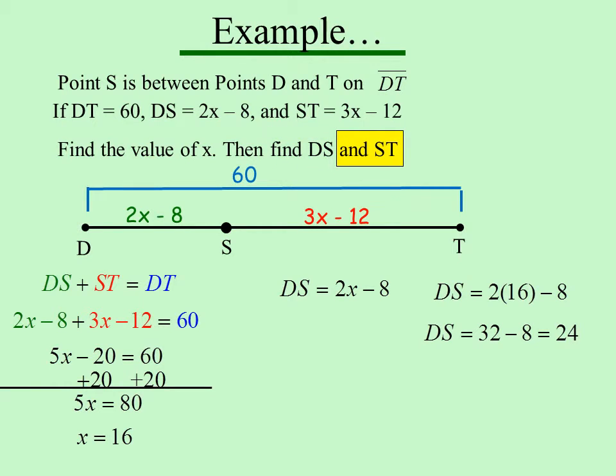But it also wants me to find ST. Well, ST is 3x minus 12. I know that x is 16, so I can substitute that in. I have 48 minus 12, which is 36. A good way to check your work is to make sure that when you add 24 and 36, you get 60.